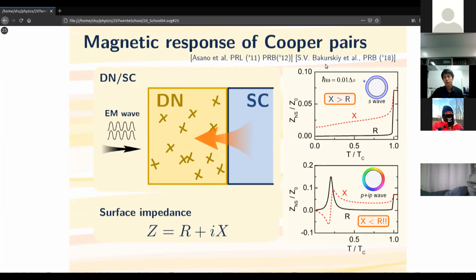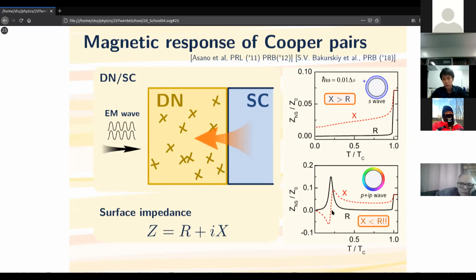This is a result for the S-wave case. I mean, the even-frequency pair is induced in the diffusive normal metal. In this case, the resistance is always smaller than the reactance. And this is very typical behavior of the surface impedance for superconductors. I mean that this is the usual response. However, if we use the P-wave superconductor, I mean that the odd-frequency pair is induced in the diffusive normal metal.